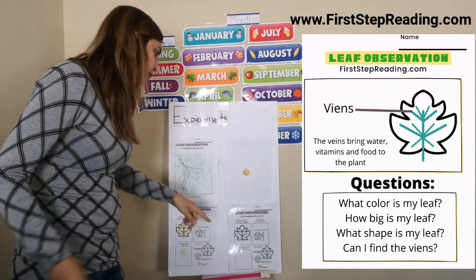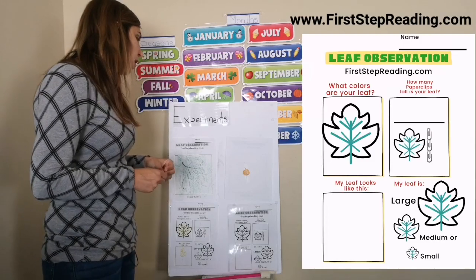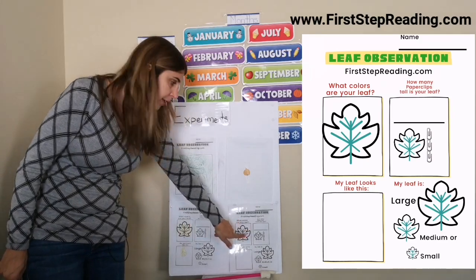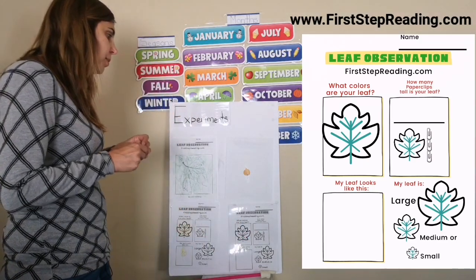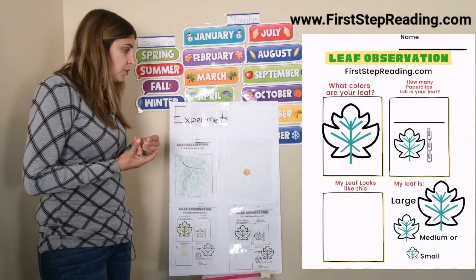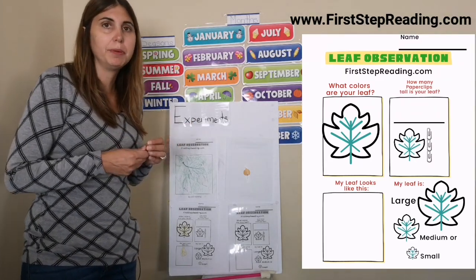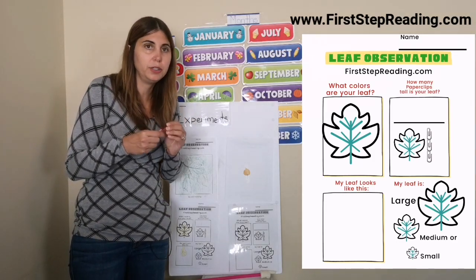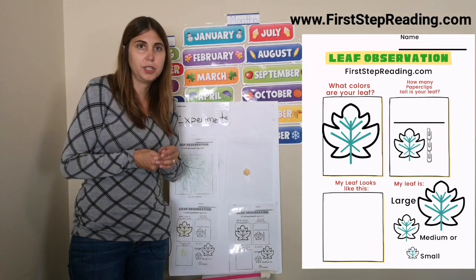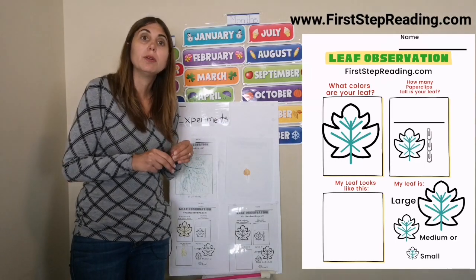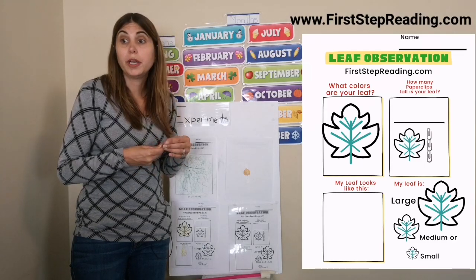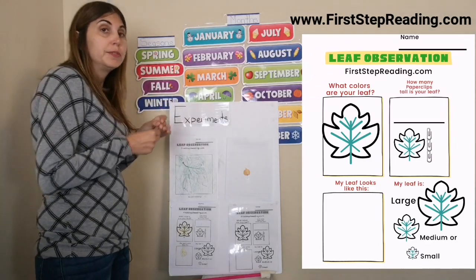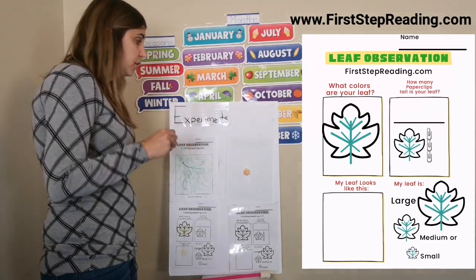The worksheet is here. It says, what colors are your leaf? And you get to color it in. Then it says, how many paper clips tall is your leaf? If you happen to have paper clips, you can use paper clips. If not, find something else small that you have more than one of that you can use for measuring, like maybe mini erasers, or you can cut out our counters. You can print and cut those out.